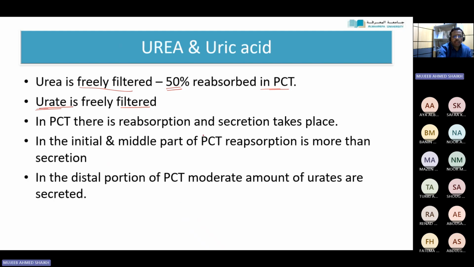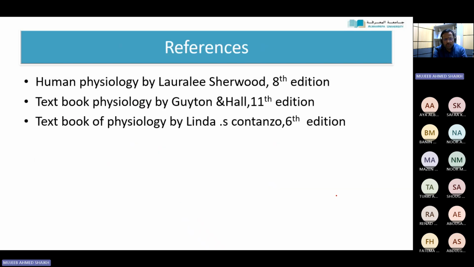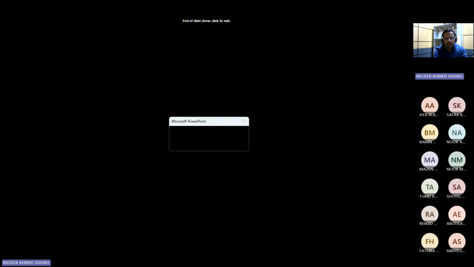In the PCT, that is the proximal convoluted tubule, both reabsorption and secretion take place. In the initial and mid part of the proximal convoluted tubule, reabsorption is more than the secretion. So in the earlier part, there is more reabsorption, and in the later part, more secretion. In the distal portion of the PCT, there will be secretion of urates, that is the salts of urea. This is all about the process of secretion.